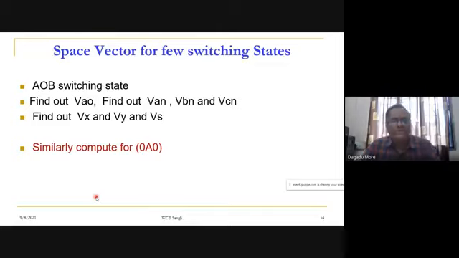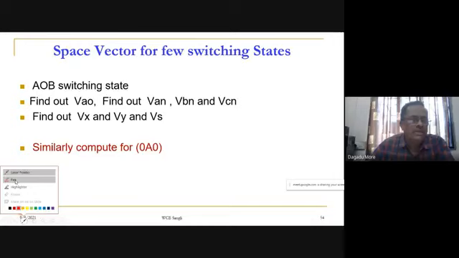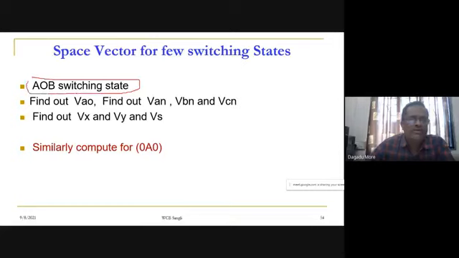Now before going to that, how is our space vector diagram? Our procedure is simple. The same procedure as for two level, we can use here for finding the space vector for a three level inverter. How do we find the space vector for a three level inverter? One switching state is given. Let us assume that our switching state is AOB.